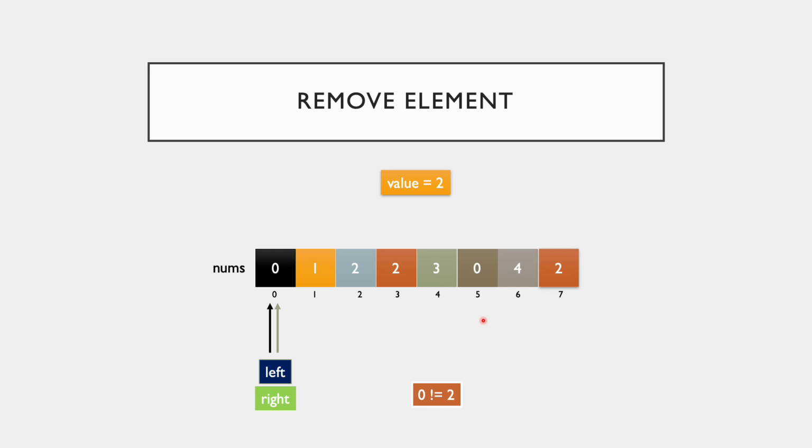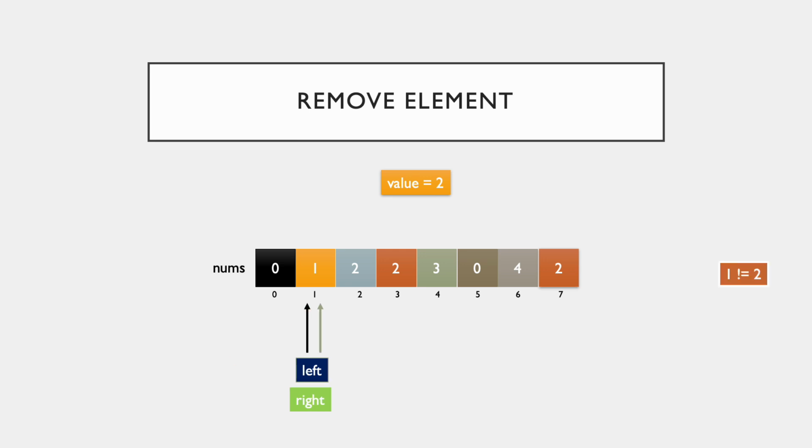How do we go about this question is we initialize a left and right pointer to the start of the array. So it points to 0 index. Right now my nums of right is 0. And is 0 equal to the value? No, it's not. It's not equal to 2. So what we are going to do is we are going to swap left and right. Now since they point to the same index, we've swapped it and we increment the left and right pointer.